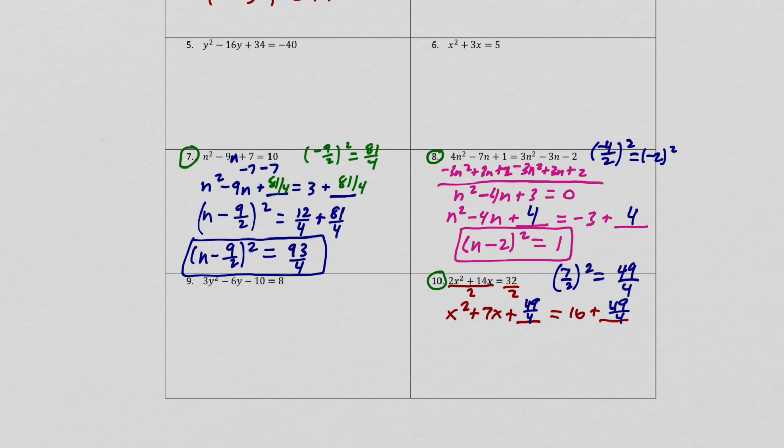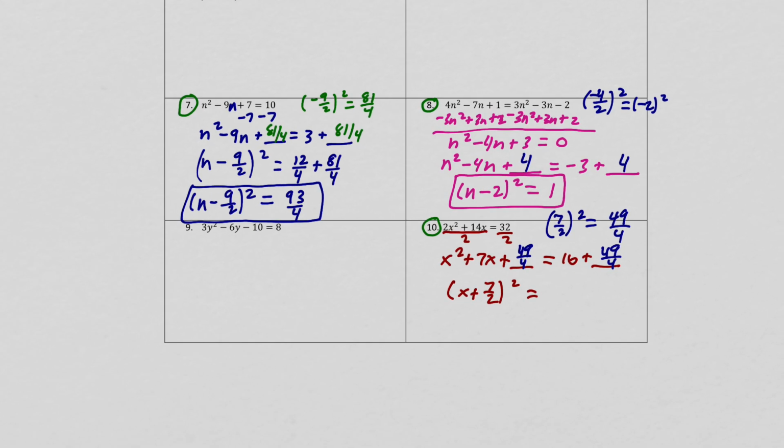On the left-hand side, this is going to be x, and then the number that we're going to be using here is positive 7 divided by 2. So it's really this number that we're going to put inside. So it's going to be plus 7 over 2 quantity squared on the left. On the right, we need a common denominator again. So we're going to multiply 16 over 1 by 4. So this is going to be 64 over 4. And that way we can add it to 49 over 4. So our answer is going to be x plus 7 over 2 quantity squared, and that's going to equal 113 over 4.